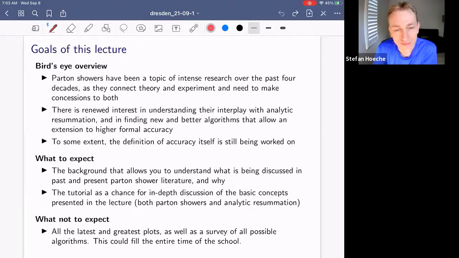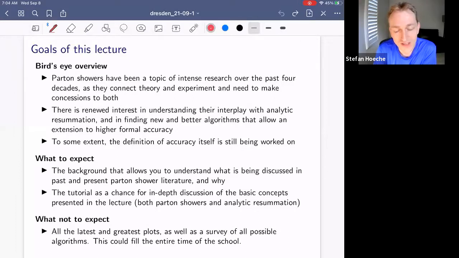Interestingly, there is much interest still after 4 decades in understanding the interplay between Parton showers and analytic resummation, and I will hopefully be able to cover this. And also in finding new and better algorithms that allow an extension of these Parton showers to higher formal accuracy, let's say next to leading logarithmic accuracy or so. And what's interesting is that to some extent also the definition of accuracy itself is still being worked on and debated.